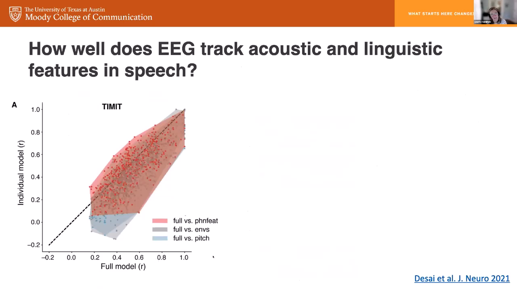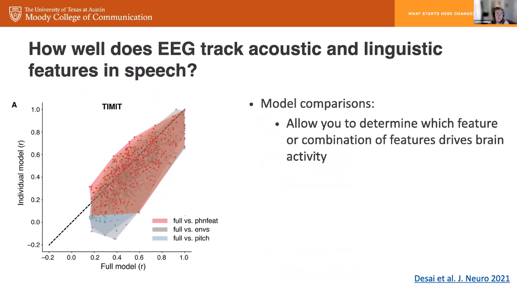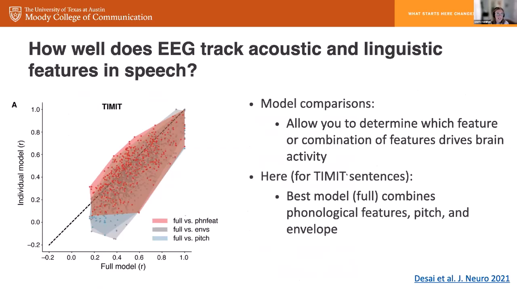And here, one thing you'll see, these are what's called noise ceiling corrected. So they are very high R values, but they've been divided by the maximum possible R value that you could get. That's why they're so high. And in this case, we do see that you can compare which feature or combination of features drives the brain activity. And in the TIMIT sentences, we have a model that combines all of the features, phonological features, envelope, and pitch, that's on the x-axis, and each of these dots is the R value for how good this model is. So a higher number means that the prediction fits the actual data better.